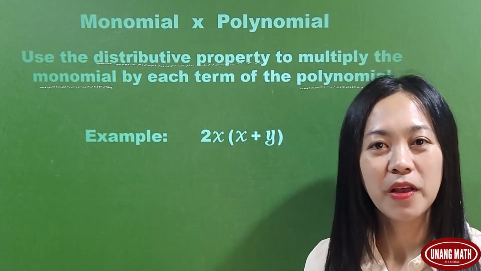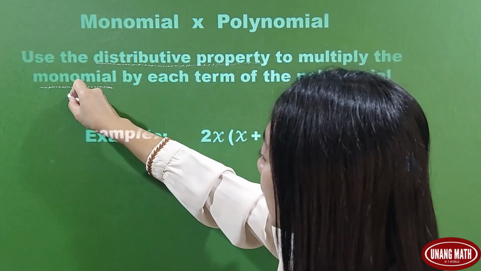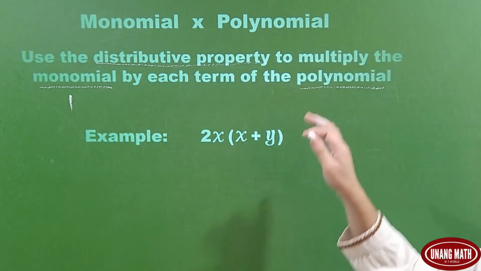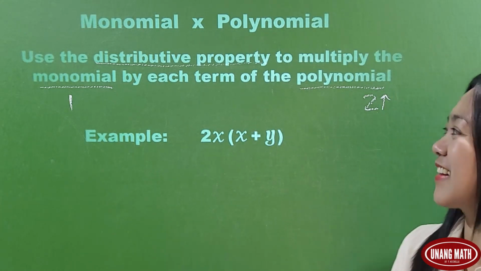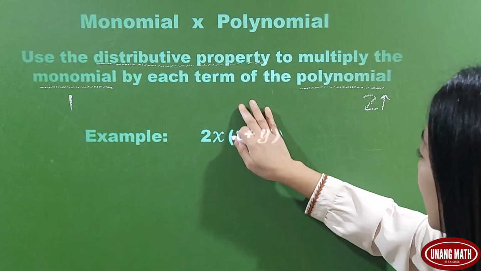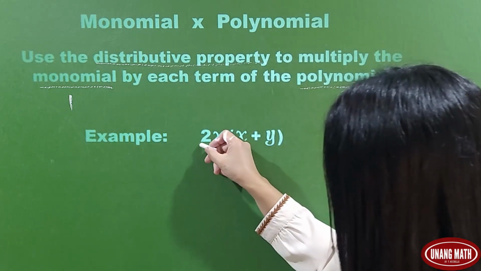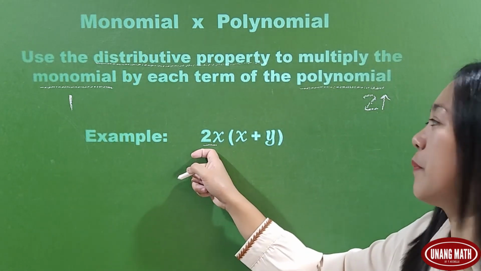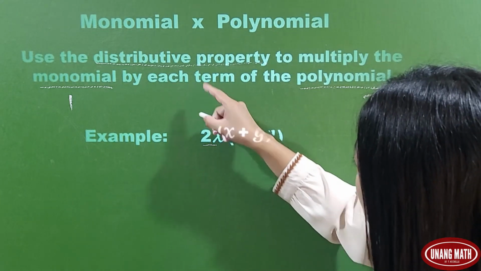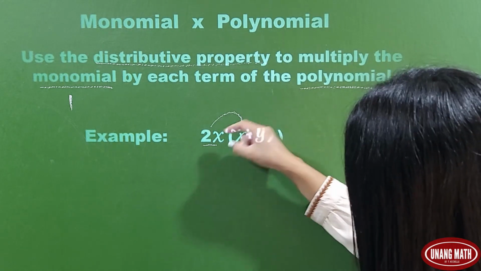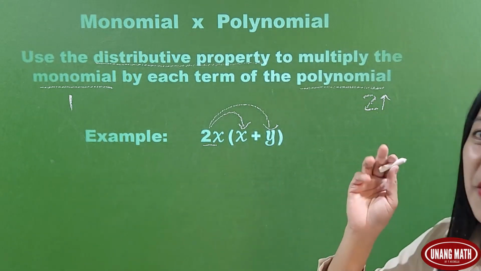If we recall the concepts about monomial and polynomial, if it's a monomial, there's only one term. If it's a polynomial, we have two or more terms. Okay, let's give an example. 2x times this polynomial x plus y. 2x is the monomial because this is just one term. So in multiplying this one to this polynomial, we will be using the distributive property. So 2x should be multiplied to each term of the polynomial.